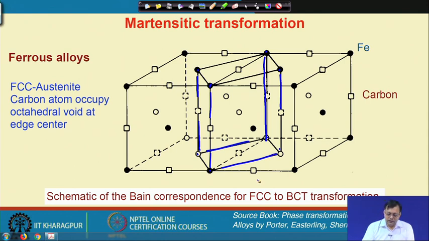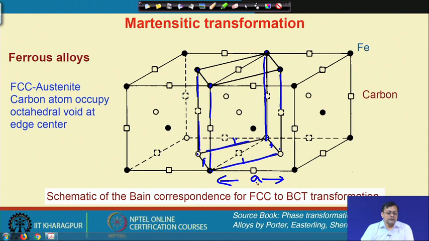Now, here this is actually a, and here this is actually the distance. Since this distance is smaller than a, and these are the same distance, only this is the c axis, which is not equal to a. So, it is a tetragonal lattice.